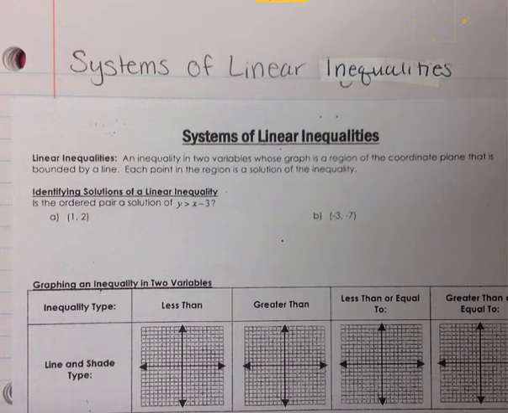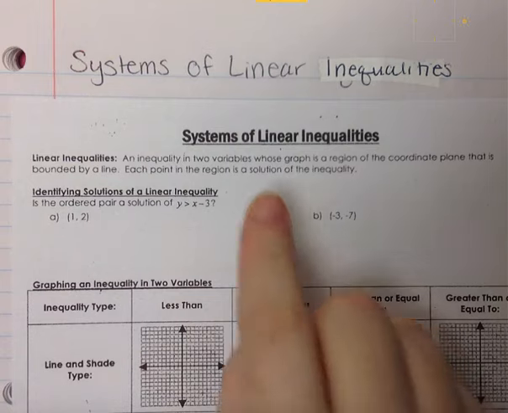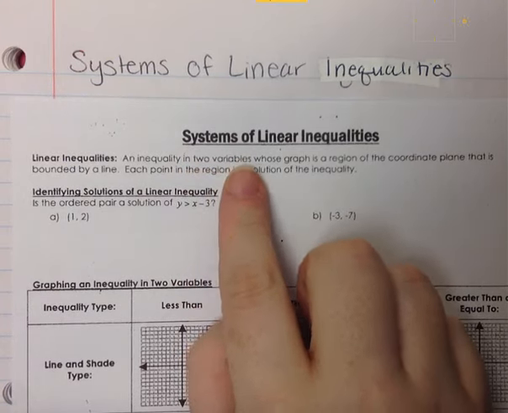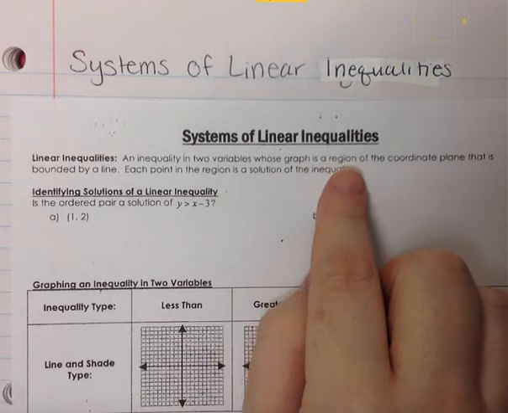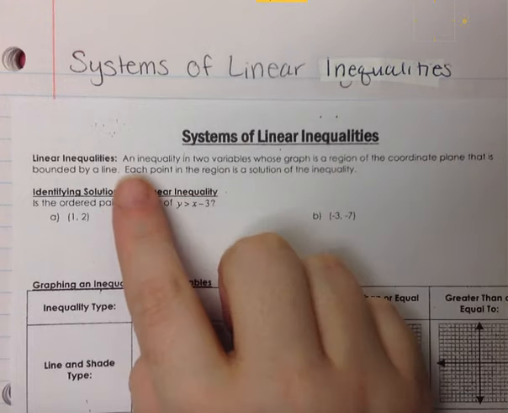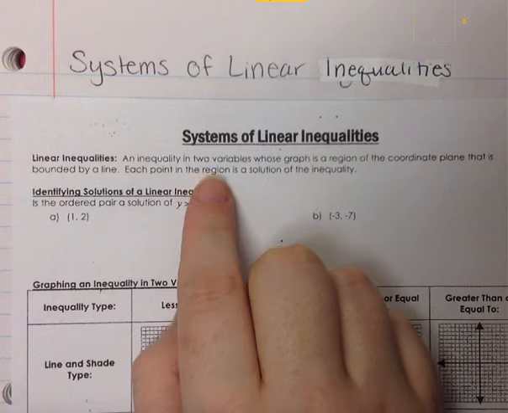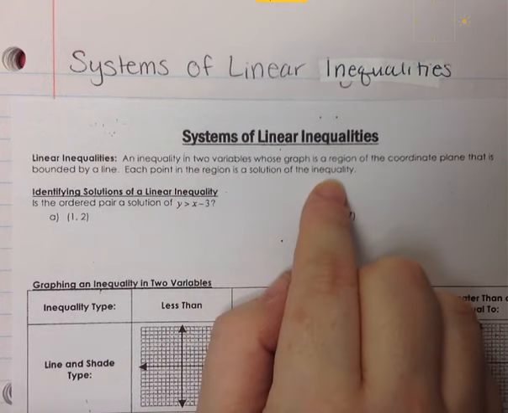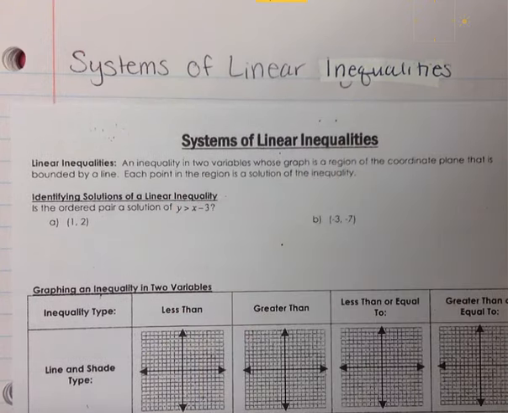This video is on systems of linear inequalities. A linear inequality is an inequality in two variables whose graph is a region of the coordinate plane that is bounded by a line. Each point in the region is a solution of the inequality. So inequalities will have shading because inequalities could have multiple answers instead of just one, like linear equations. Equations will have one coordinate as their solution, but linear inequalities will have multiple coordinates as their solution.